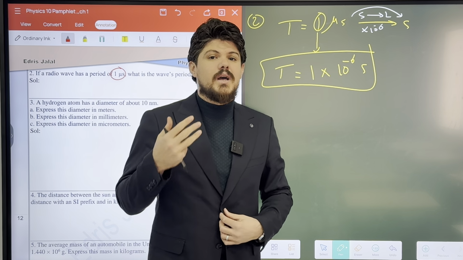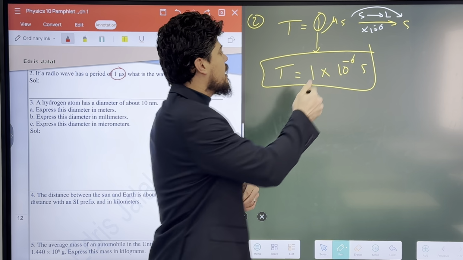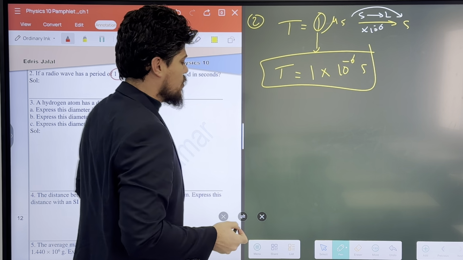What is the value of micro? Negative 6. Why do we use the negative 6 here? Because we converted small to large.